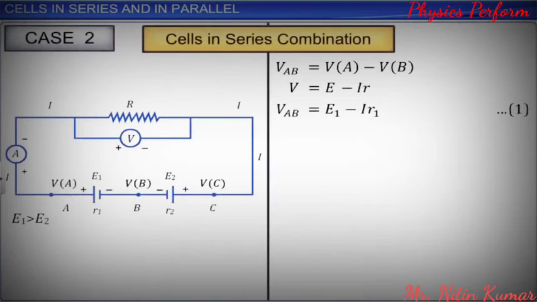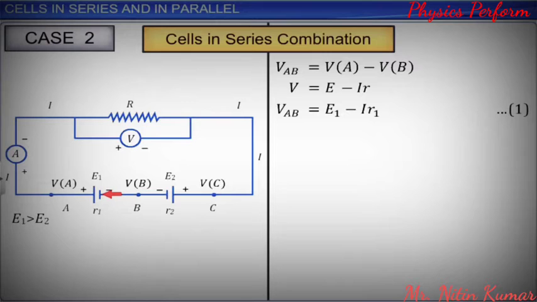As E1 is greater than E2, current I leaves the positive terminal of the first cell, goes through the external circuit and moves from the positive terminal of the second cell to its negative terminal and finally reaches the negative terminal of the first cell. The current leaves the second cell from its negative terminal.